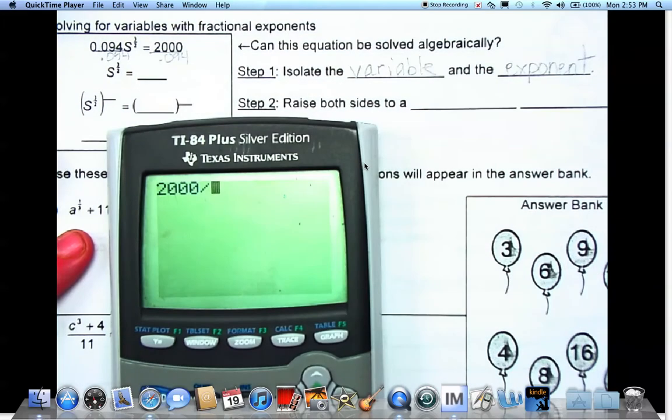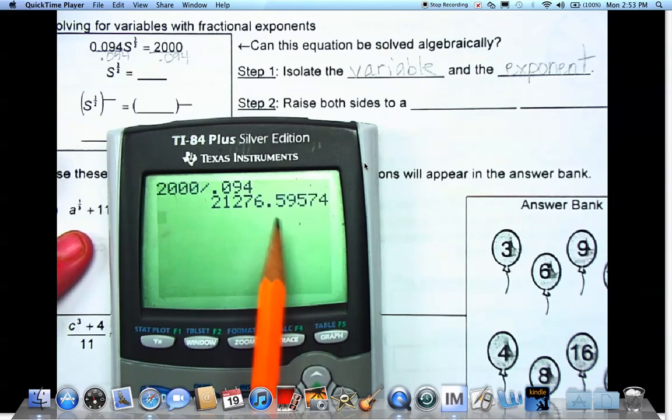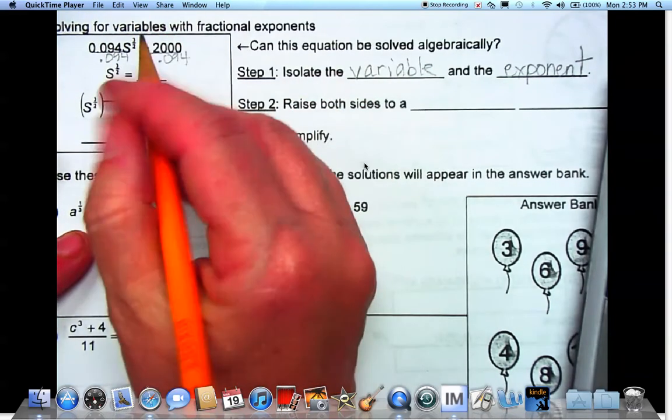It is a big number, isn't it? 21,277, and it keeps going too, doesn't it? So let's round it to the 1's place. So 21,276 and what? If we round it, 77. 21,277.